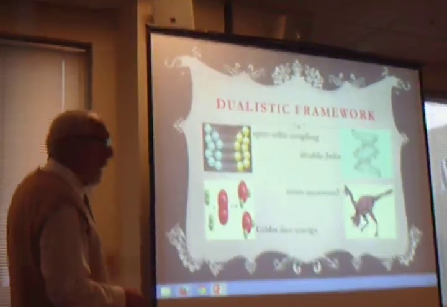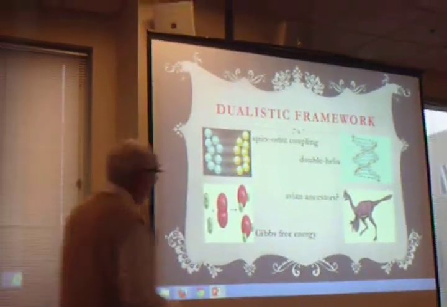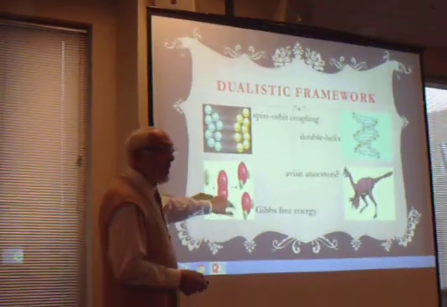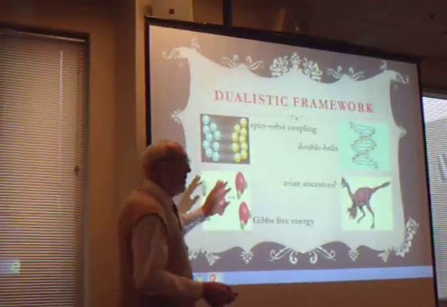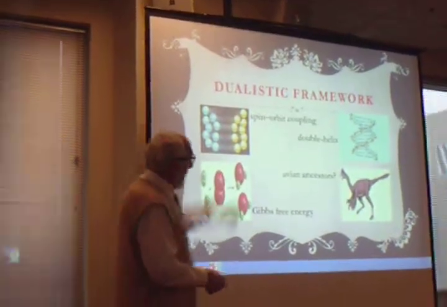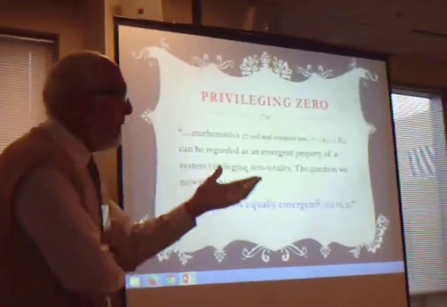Now I'm going to talk about duality. Spin-orbit coupling, the double helix, gives free energy, how that fits into what they call mass action, like Hamilton's principle. But I'm going to wait till the end. Avian ancestors.